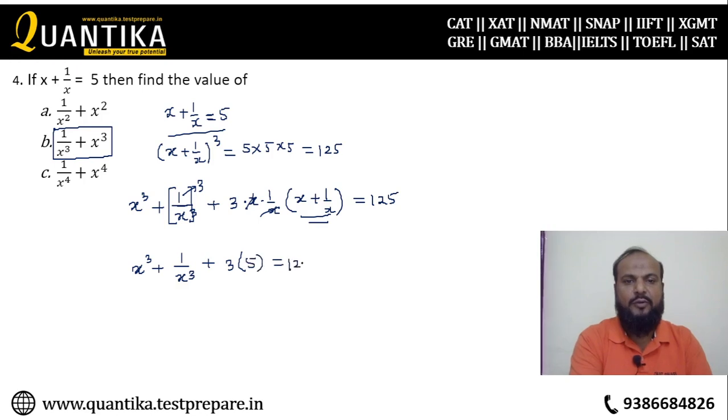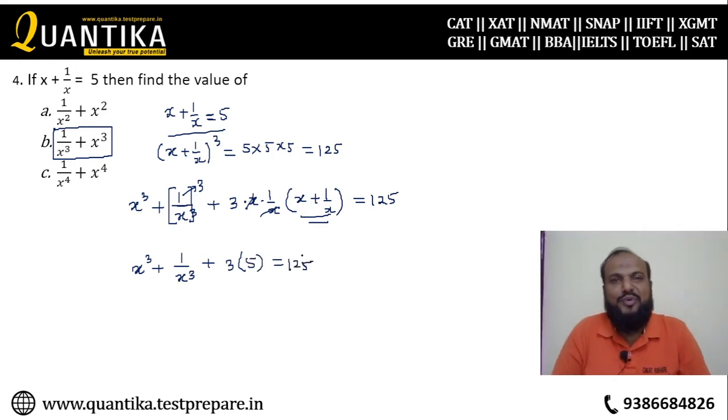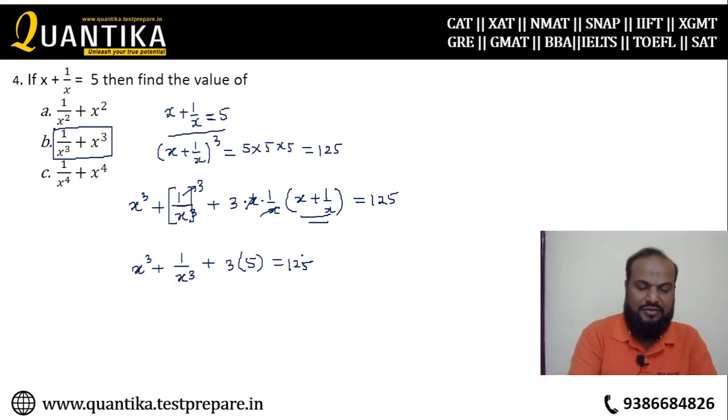is equal to 125. Now this looks like a very boring question, right? But the application of this question is very, very unique and dangerous, right? You need to understand that if x plus 1 by x is equal to 5, what is the value of x cube plus 1 by x cube? That is always important, because sometimes you will get the value of x cube plus 1 by x cube, and you have to find the value of x plus 1 by x. Then you will understand the importance of this question.